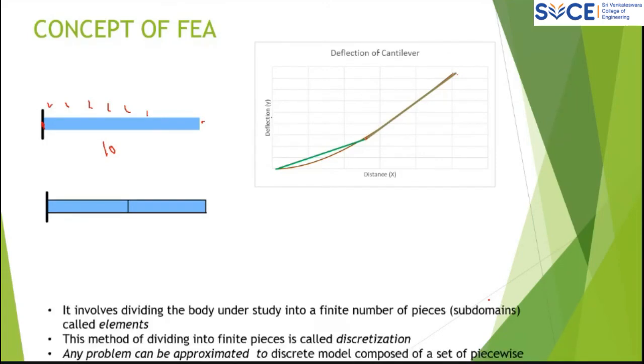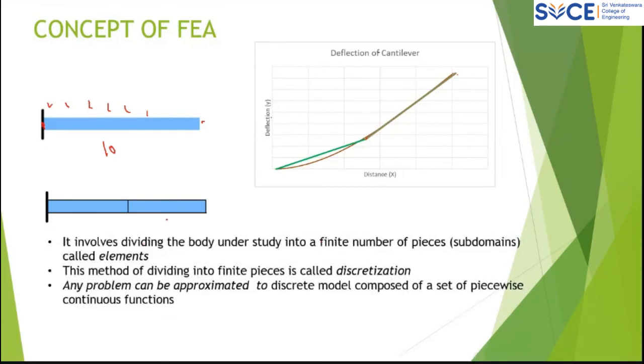If I increase the number of terms, it will come nearer to this. Whenever we split or divide it, we call that discretization. Discretization means dividing your problem into finite pieces. When you increase the discretization, your solution will be nearer to the analytical solution. That means you can reduce your approximation. That is the main concept here.